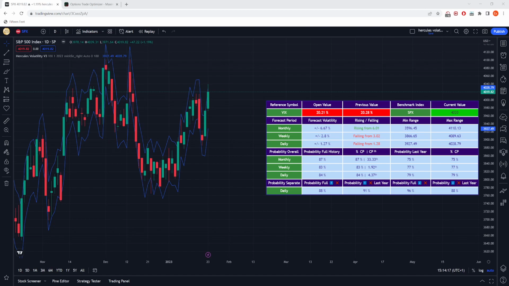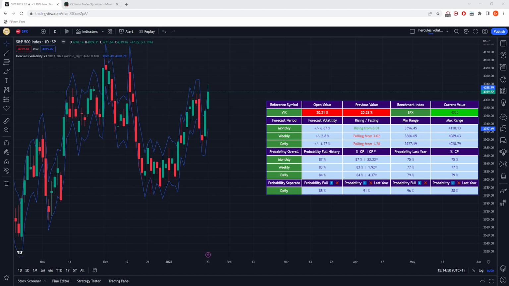For today, I would like to explain the latest update from our volatility product from Hercules Volatility. I have changed it and made it much easier to read the data from it. On top of that, I have improved the calculations to be more accurate. And of course, at the same time, I have tried to simplify the interface.